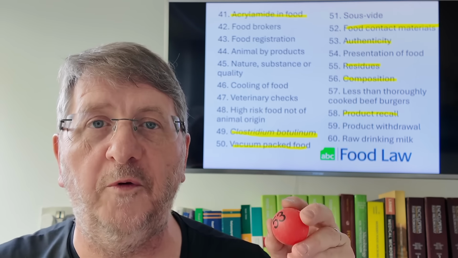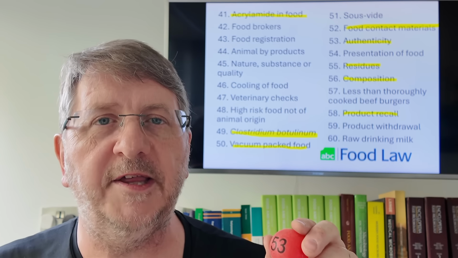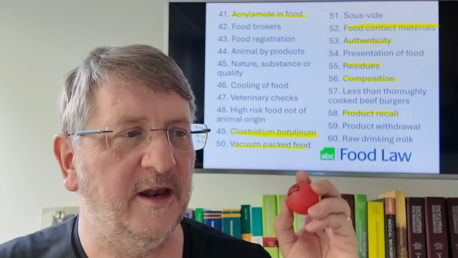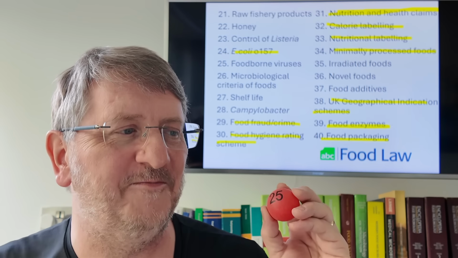Move on to 53, that's helpful. Authenticity links into food fraud. Food should be what it says it is. A lot of authenticity issues relating to honey was one example. It's a food standards issue. Number 25. So number 25, sorry if I just manipulate around.